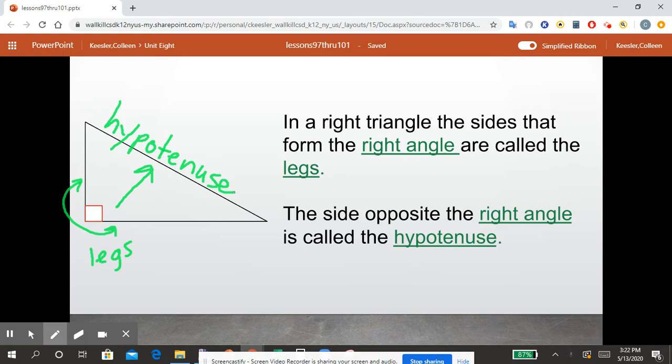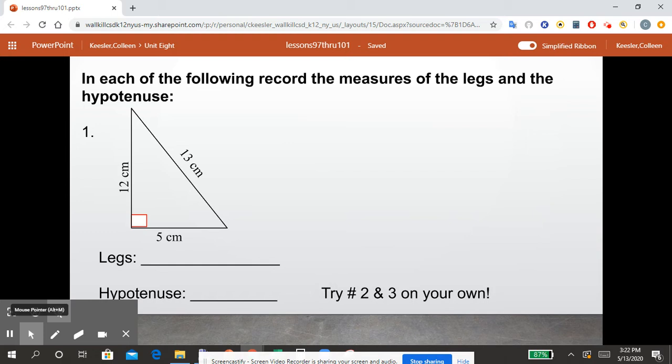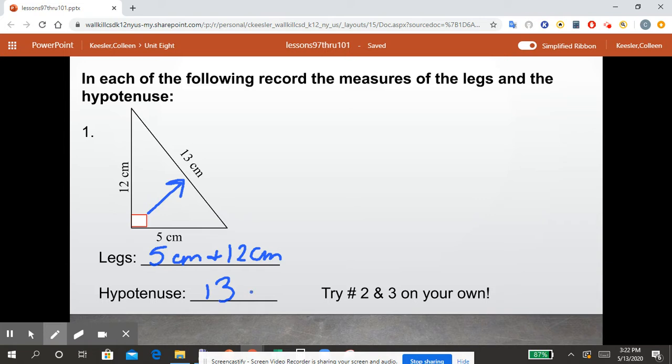Let's see some more. In each of the following, record the measures of the legs and the hypotenuse. So you should be able to distinguish which are which given any right triangle. So in this case, the legs are 5 centimeters and 12 centimeters, while the hypotenuse, the one opposite the right angle, is 13 centimeters. So from here, you're going to try numbers 2 and 3.